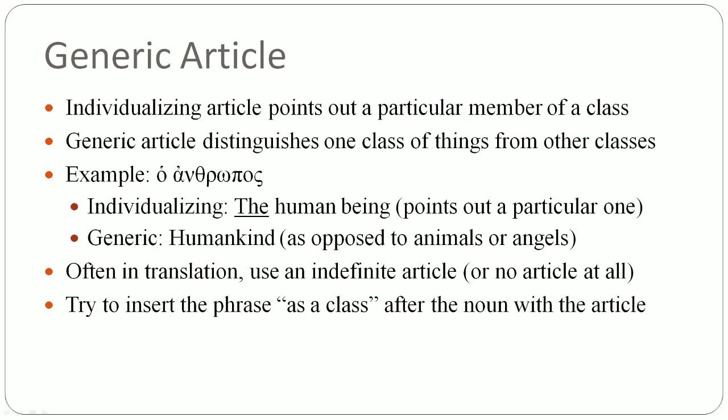One way to know that it is a generic article is to insert or translate that phrase, okay, as a class after this noun that has the article on it. And if it makes sense, it seems like it fits well, then you have this generic article that's pointing out a certain thing and saying this thing is not just one thing, but it's like an entire class of things.